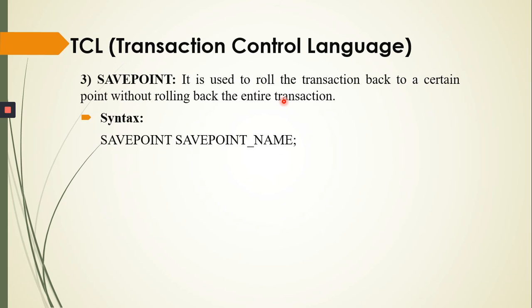Next is the savepoint. It is used to roll the transaction back to a certain point without rolling back the entire transaction. Suppose we want to restore our database to some particular point and we don't want to roll back our whole transaction; then we have to use the savepoint. The syntax is savepoint followed by a name. Here we have to provide the name up to where we want to roll back. So when we don't want to roll back the entire transaction, we use the savepoint.